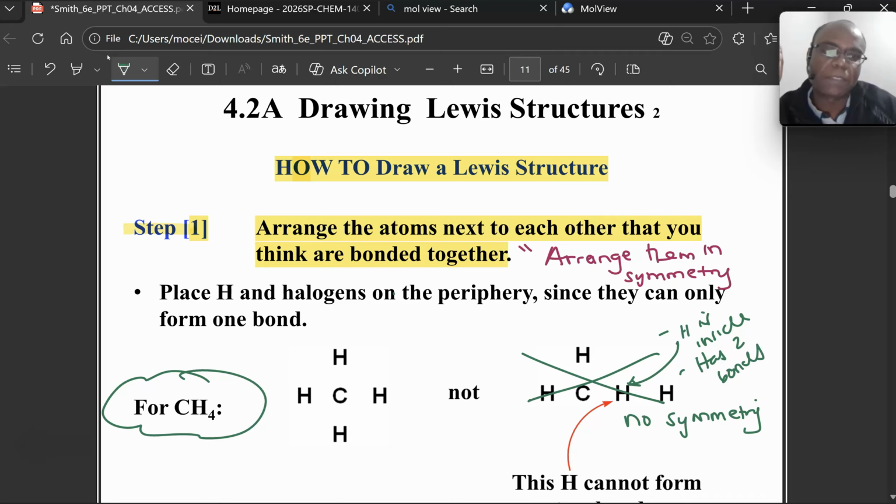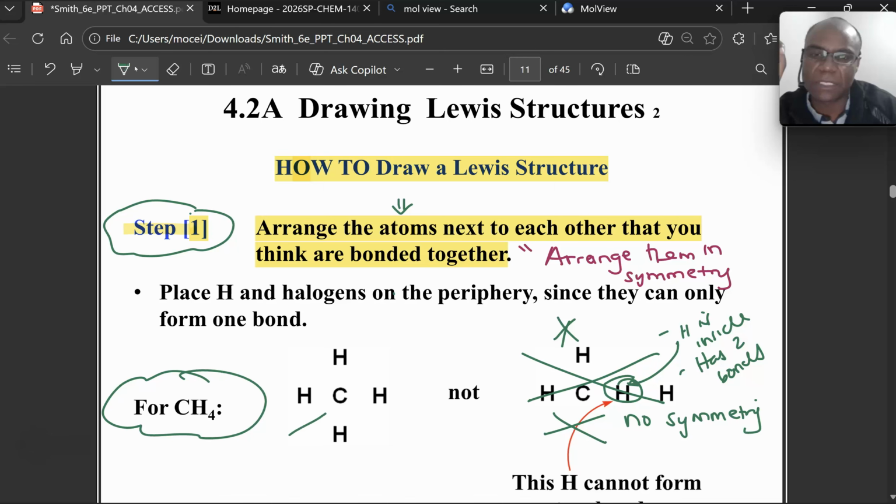We described and said that hydrogen should always have 1 bond, which is why you don't want this hydrogen in the middle. So this structure is totally wrong. No symmetry, hydrogen in the middle of the structure, not good. So step number 1 is to just arrange the atoms next to each other that you think are bonded to each other, and you arrange them in symmetry.